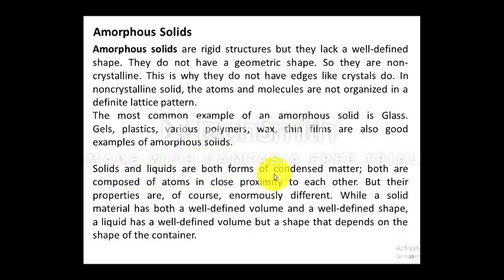Solids and liquids are both forms of condensed matter. Both are composed of atoms in close proximity to each other, but their properties are of course enormously different. While a solid material has both a well-defined volume and a well-defined shape, a liquid has a well-defined volume but a shape that depends on the shape of the container.